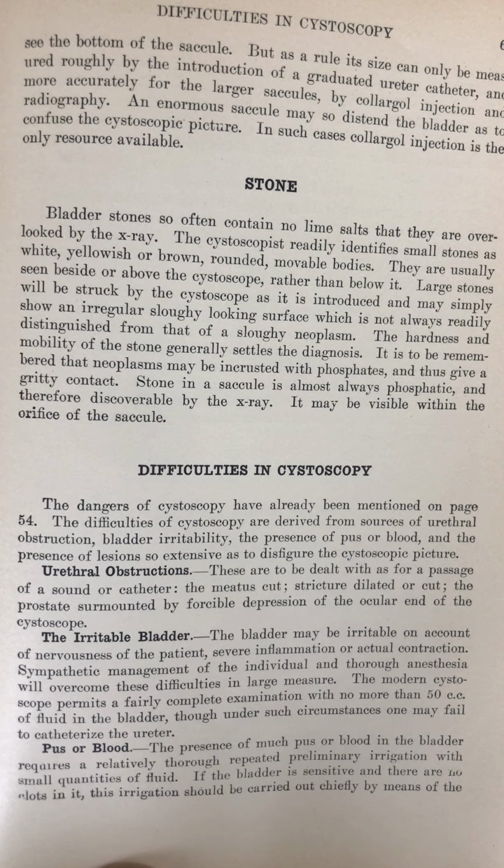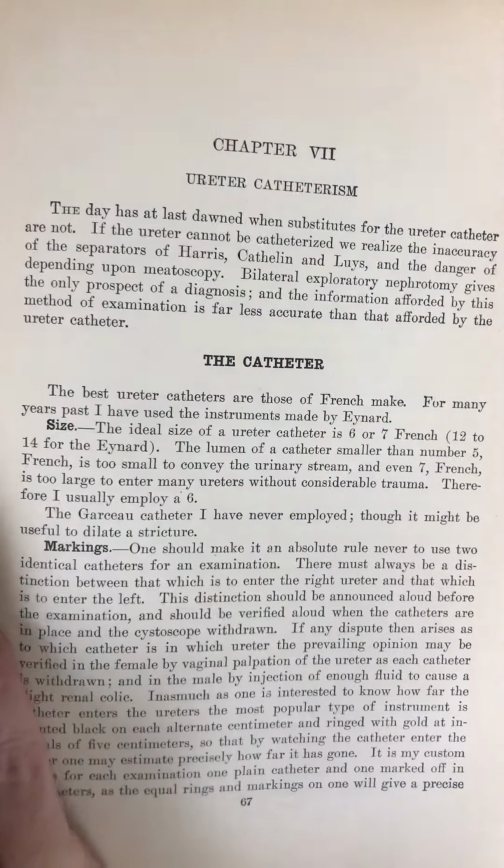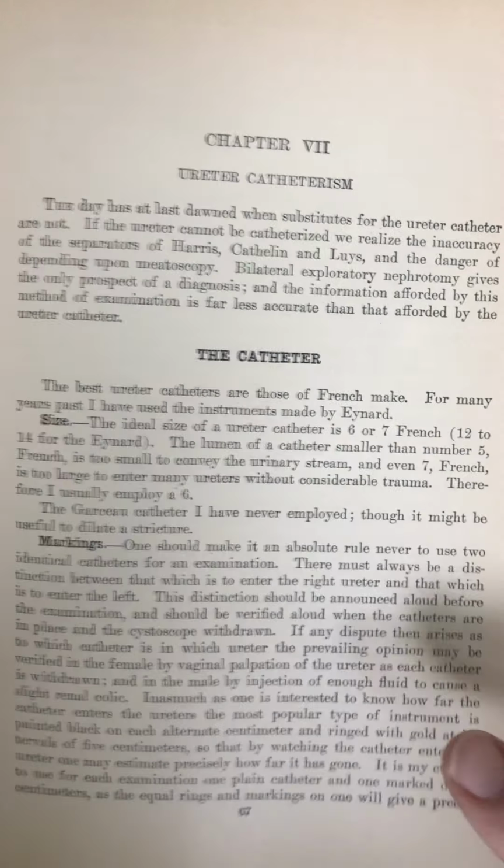Pus or blood. The presence of much pus or blood in the bladder requires a relatively thorough, repeated preliminary irrigation with small quantities of fluid. If the bladder is sensitive and there are no clots in it, this irrigation should be carried out chiefly by means of the irrigation vents.